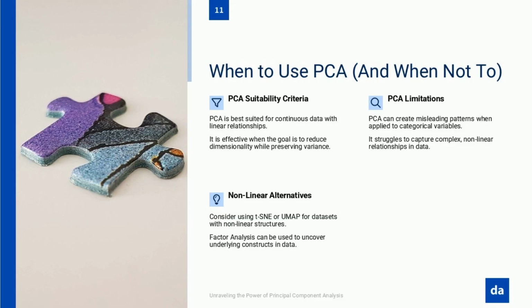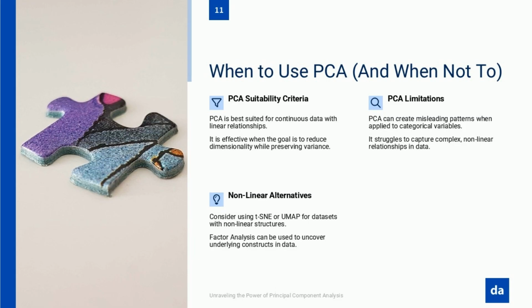Consider a decision framework that starts with your data characteristics and analysis goals. Ask yourself, are your variables continuous or categorical? Are relationships linear or nonlinear? Is interpretability critical? What's more important, preserving global structure or local relationships?